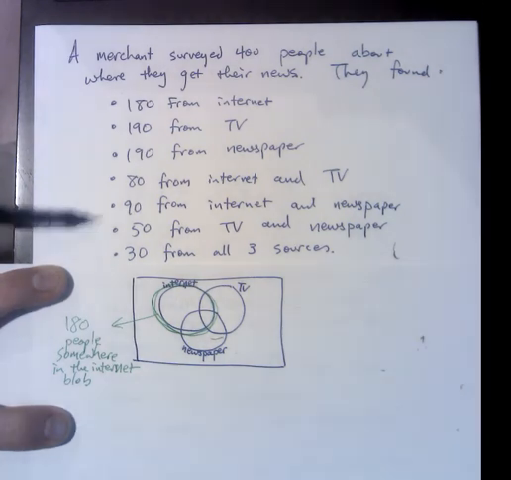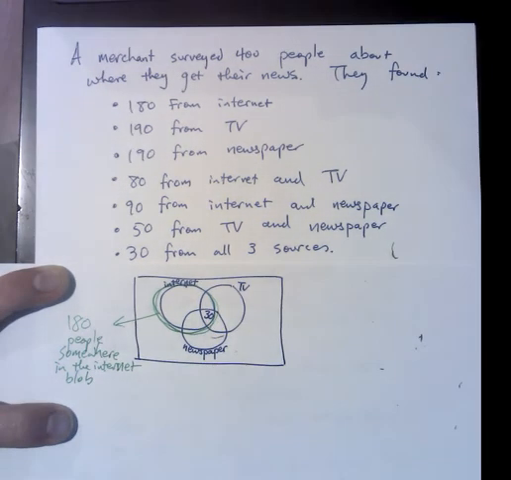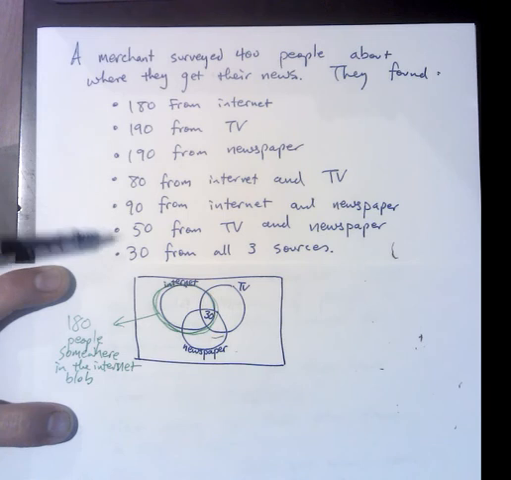So to start off with, there's only one piece of information out of this list that I know exactly where it's going to go in this Venn diagram, and that's this last group right here. The 30 people that get their news from all three sources have nowhere else to go but that center intersection portion. Once I get those people in place, I can start filling in this information. I'm going to go kind of bottom up with all of this. So 30 people get their news from all three sources. I put those 30 people in the very center of the Venn diagram where the three blobs overlap. And then I start moving my way up.